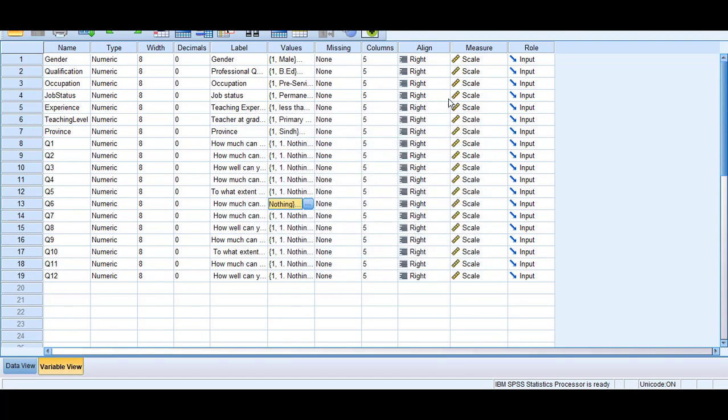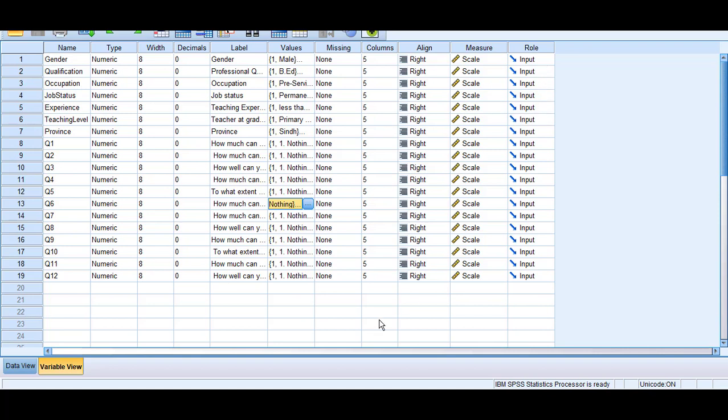So in SPSS, either you can set it or you don't set it. I mean, for preliminary analysis, it does not matter, because SPSS automatically detects what kind of scale it is.